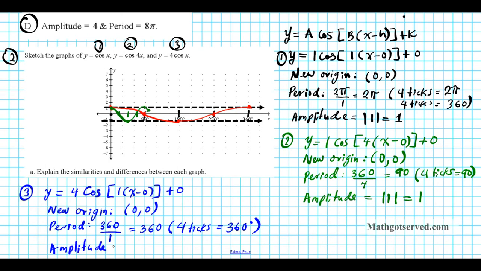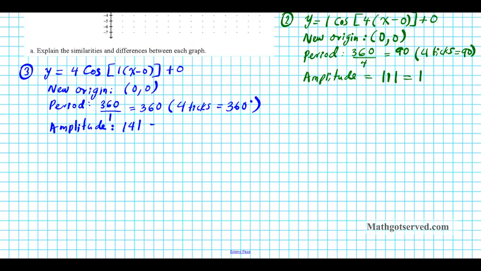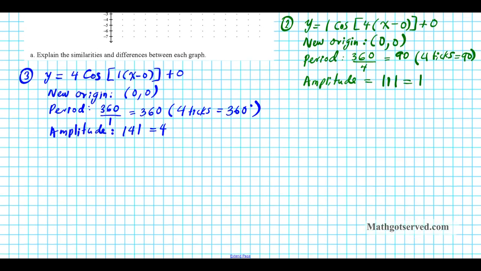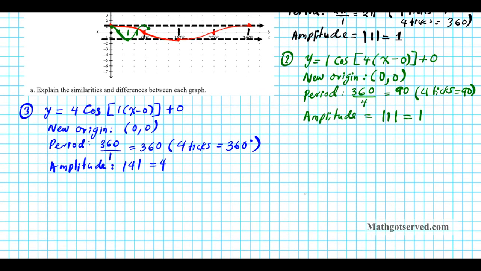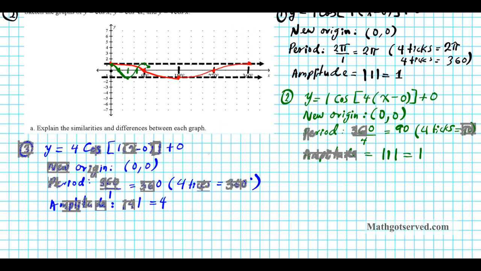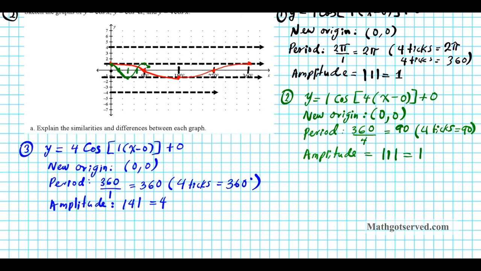Our amplitude is the absolute value of A. The absolute value of 4 is 4 units, so we're going to have a displacement of 4 units up and down from the central position. All right, we have all the information we need. Let's go ahead and graph it. Our maximum is going to be at 4 this time because of the amplitude of 4, and our minimum is going to be at negative 4.